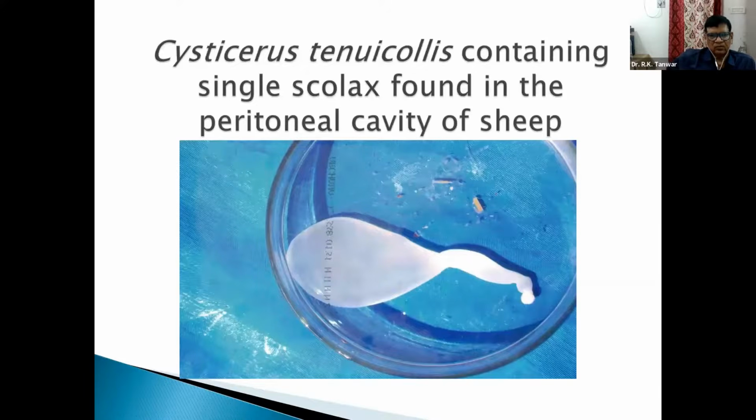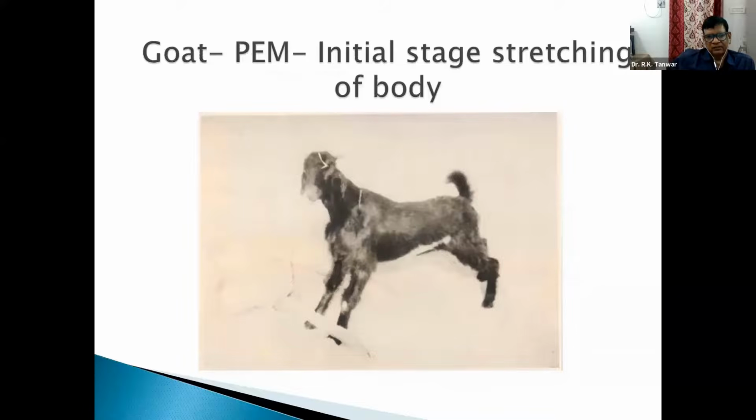This is one beautiful photo of Cysticercus tenuicollis containing a single scolex in the pericardial cavity. The main tapeworm is Taenia hydatigena, which is present in the dog, when the sheep ingest the eggs of this tapeworm. It reaches the intestine, then it reaches the liver, and ultimately at postmortem examination you will find such tubes, but it damages the liver to a large extent.